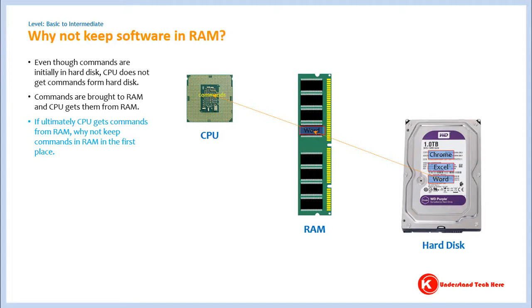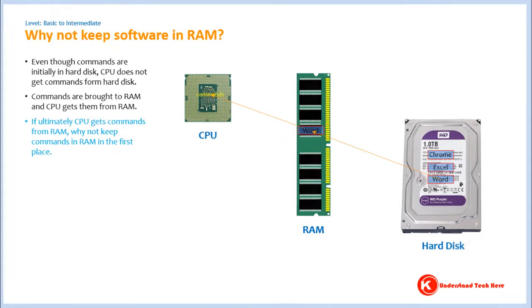So you can see hard disks and RAM balance out each other's weaknesses. Hard disks can keep things permanently, but it takes a long time to get things from hard disks. While on the other hand, it is quicker to get things from RAM, but it cannot keep things permanently. That means we need both hard disks and RAM in our computer.